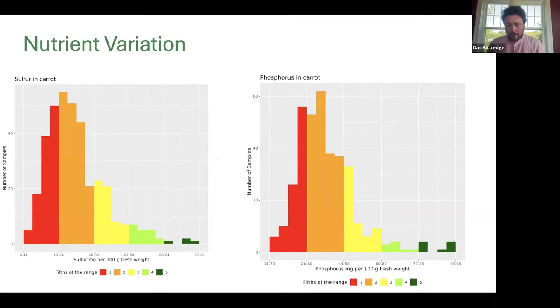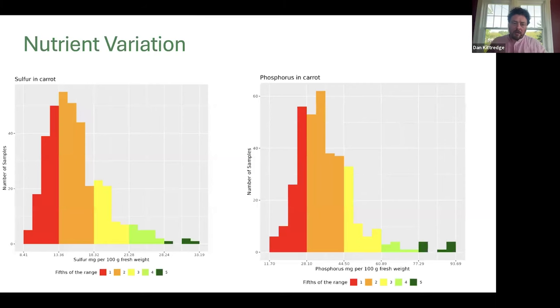So on the right, that is phosphorus in carrots. You can still see the same number of samples there, 0, 20, 40, 60 on the left. At the bottom left it's 11.7 milligrams per 100 grams, and at the bottom right it says 93.69. So you do the math, and that's about an 8x variation. So this is not small. This is not 2% or 8%. That's 8 times. You'd have to eat 8 of the carrots that have 11.7 to get as much phosphorus as if you ate just one of those on the far end.